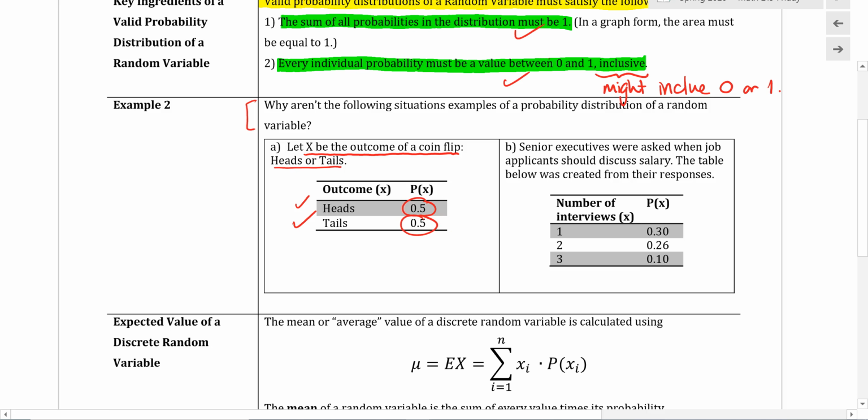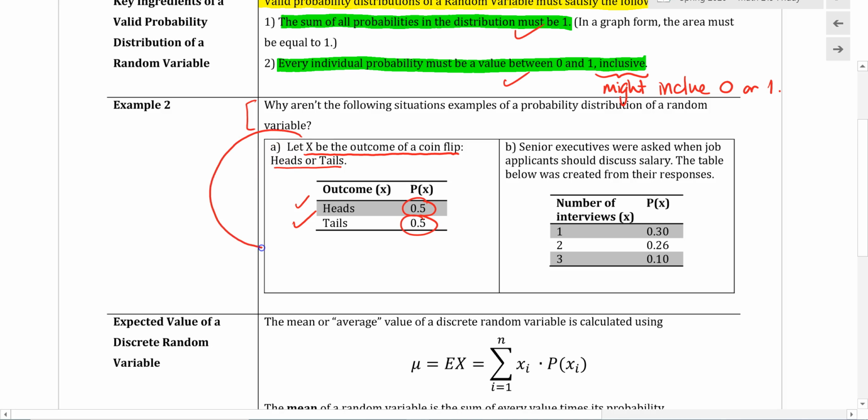The problem is if you go back to the last page, remember a random variable has to be a numeric quantity, right? Something that's quantitative. This is qualitative, heads or tails. That's not something that's numerical, right? So it turns out that we can still study this. You just have to rephrase the random variable, okay?